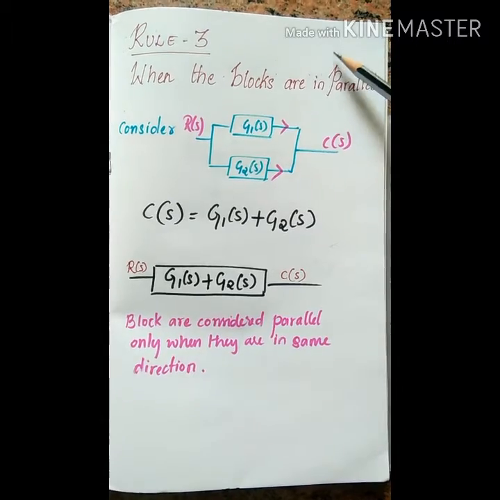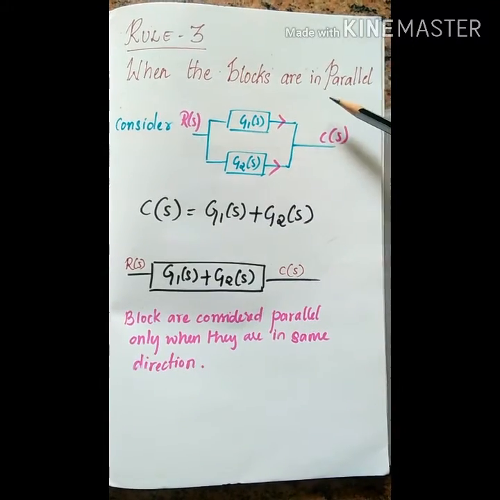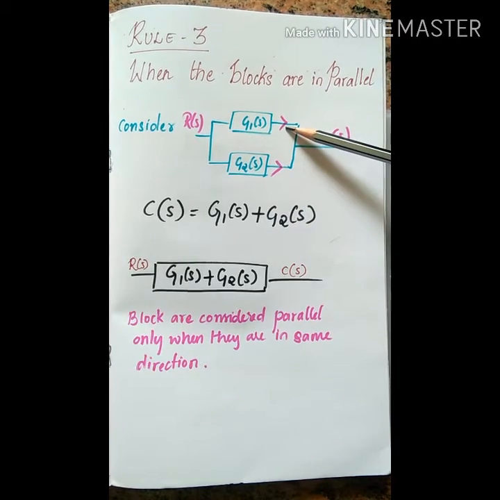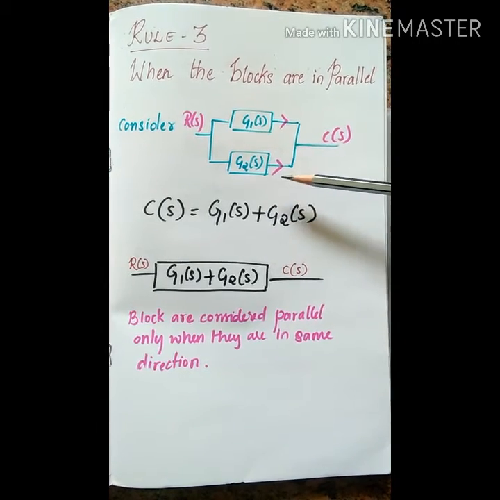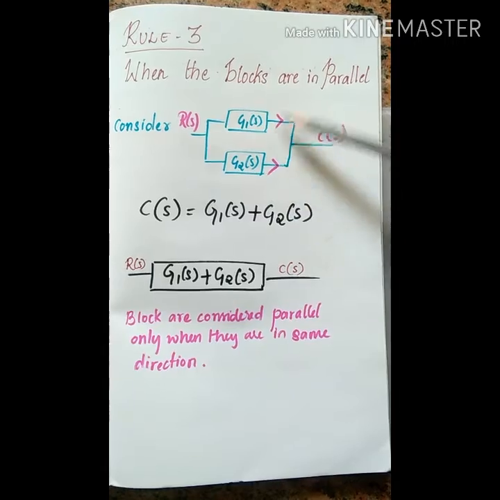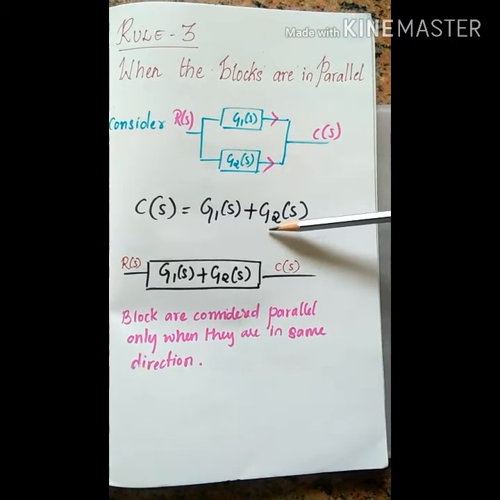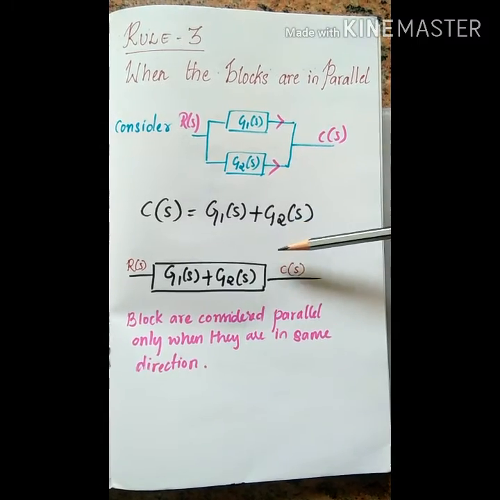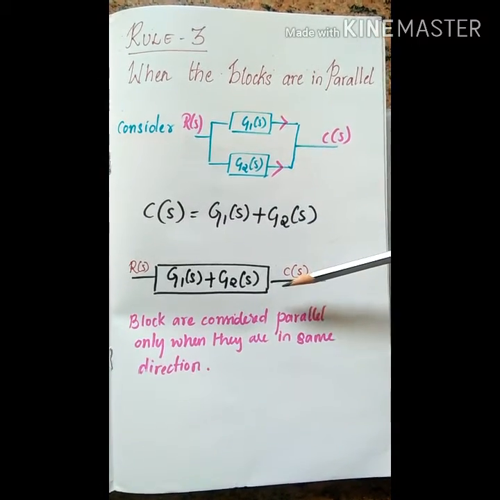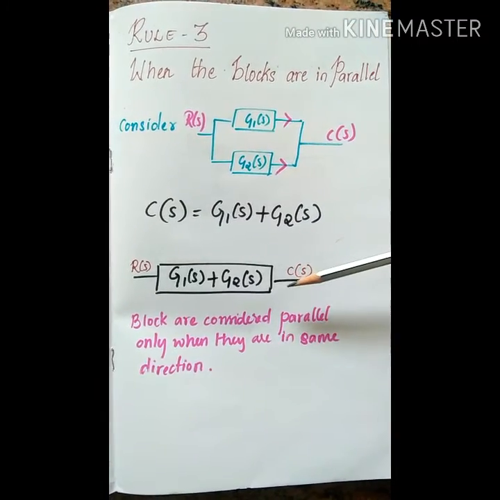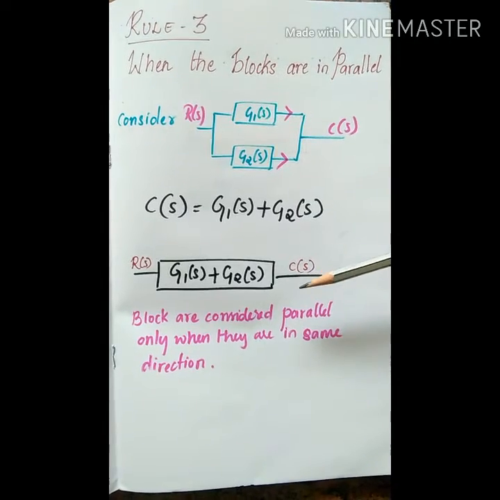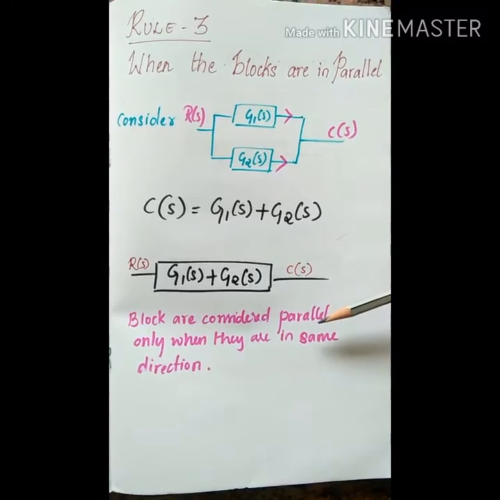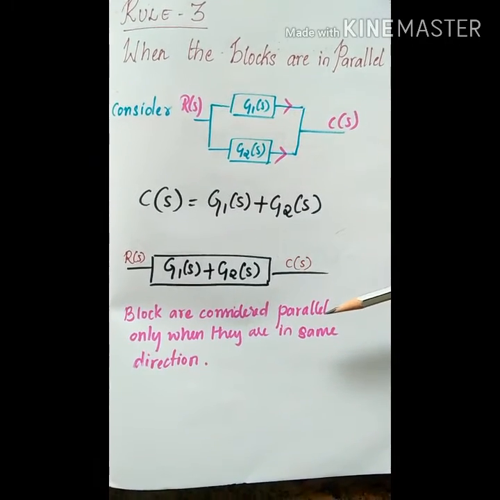Now the rule number 3 is when the blocks are in parallel. Now consider this particular block diagram wherein G1 of s is in parallel with G2 of s. Both are in the same direction. When they are in the same direction, it simply gets added. Here the resulting output block will be G1 of s plus G2 of s. They get added only if they are in the same direction, or else you can't add these blocks.